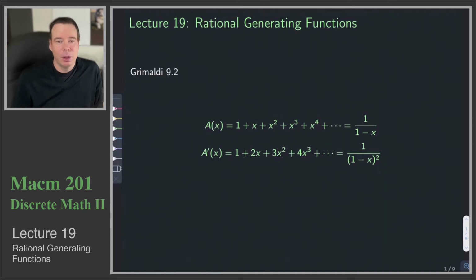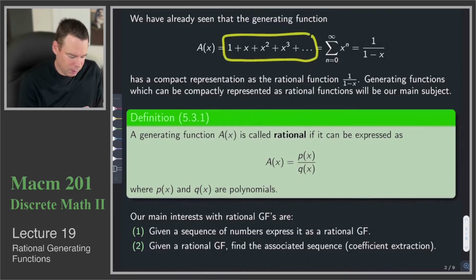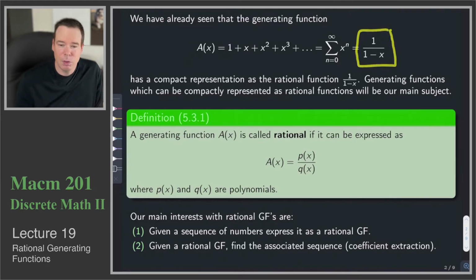Hi everyone, welcome back. We're now going to focus on a particular kind of generating function, and these are known as the rational generating functions. So we've already seen that the generating function for the sequence of ones can be written in this compact form. It can be written as a rational expression, as a rational function. Polynomial on the top, which just happens to be a constant in this case, and a polynomial on the bottom.